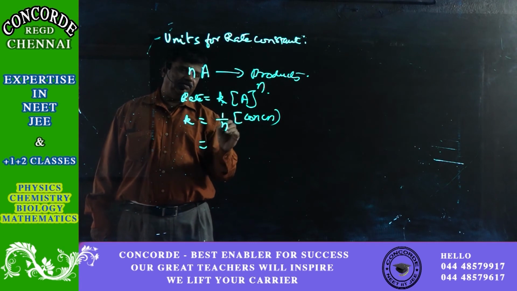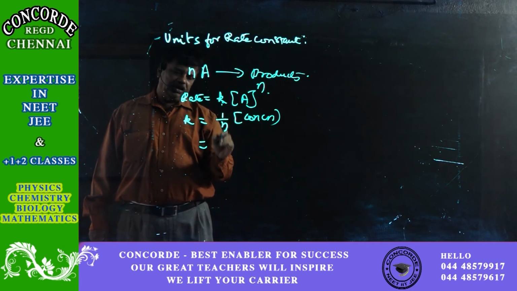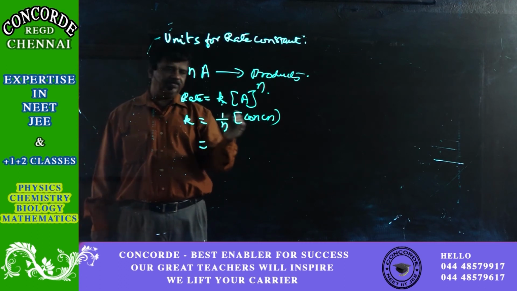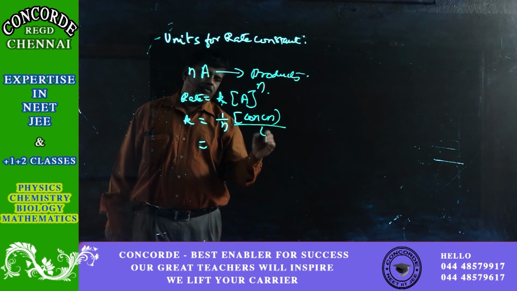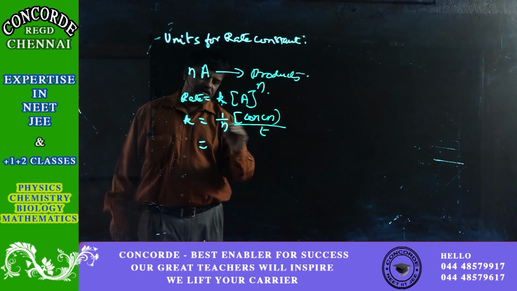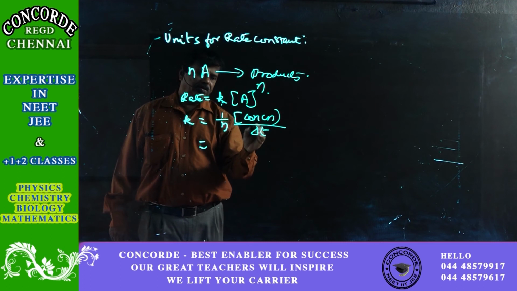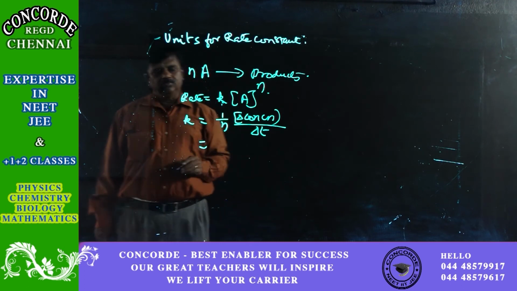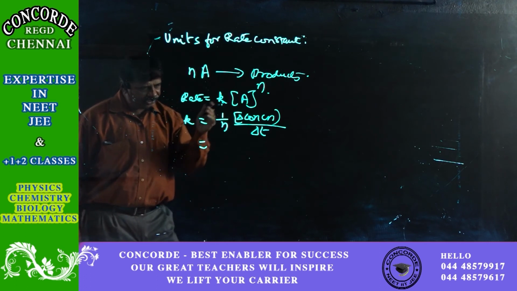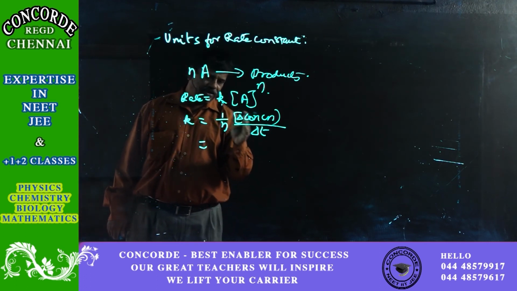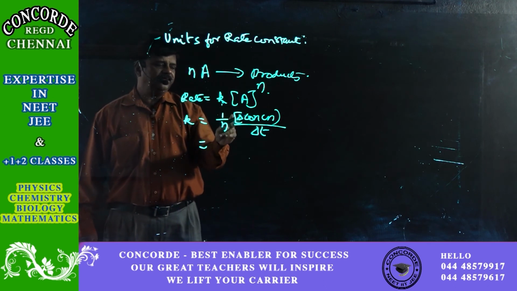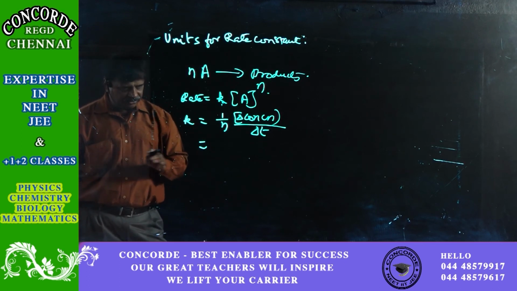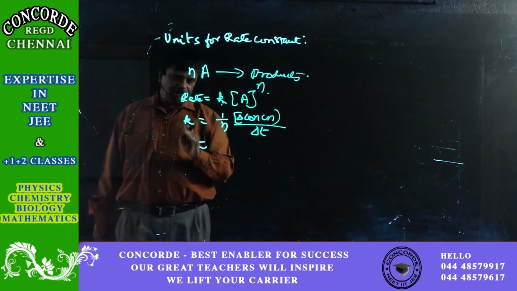For rate, what is the unit? Rate is also concentration with respect to time, isn't it? Rate of change of concentration with respect to time. This is what we have seen. You can write it as concentration, but as per the expression, we see the rate of change of concentration divided by delta t. So let us remember one formula without confusion. So now writing the units.